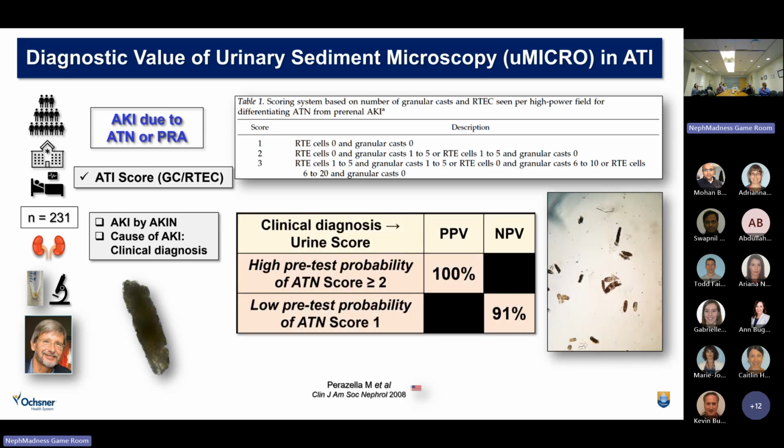And the bottom line is that in patients that have a high pretest probability of ATN, a score greater than 2 had a positive predictive value of 100%. And in patients with low pretest probability, an ATN score of 1 had a 91% negative predictive value. So very good to confirm a clinical suspicion, as you can see.